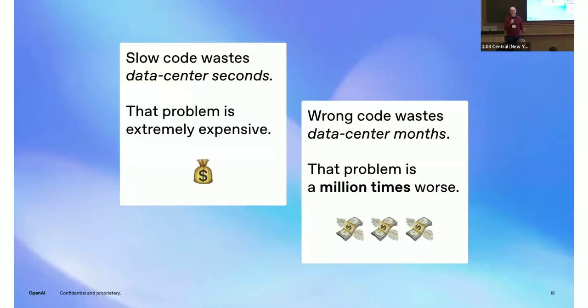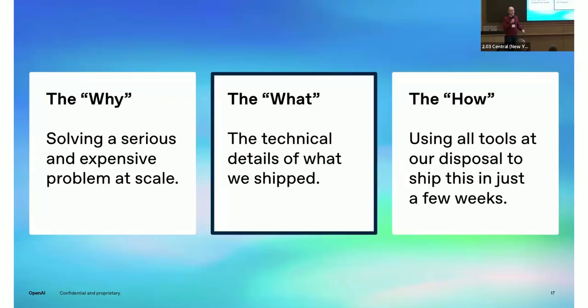We cannot ignore that. There's only one thing that's worse, and that's shipping wrong code, because wrong code wastes data center months. And that is 1,000,000 times worse. We cannot afford to ship wrong code that we then discover several months down the line after we've been training on it. That would be ludicrously expensive. So we'd rather take slow than wrong. We're not happy with slow, but the alternative is worse. That's the problem that we're solving. So how do we solve it?